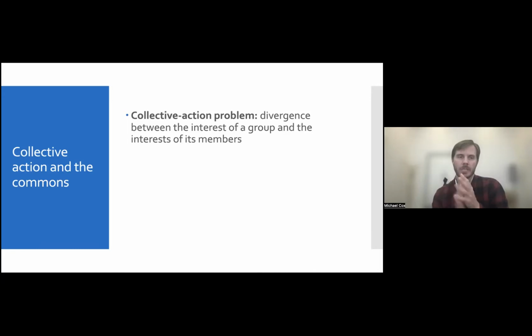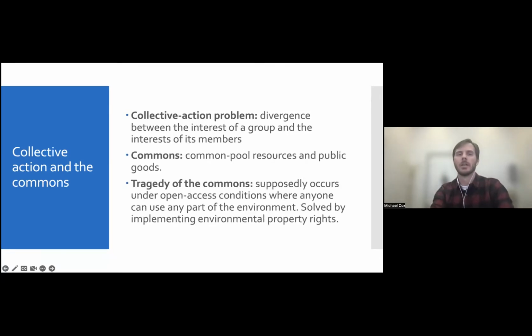I am an environmental social scientist. I do come from the commons field. It's an interdisciplinary field of anthropologists, political scientists, some economists. We think about the commons through the concept of a collective action problem. So these three really related concepts that I want to make sure we're all on board with.